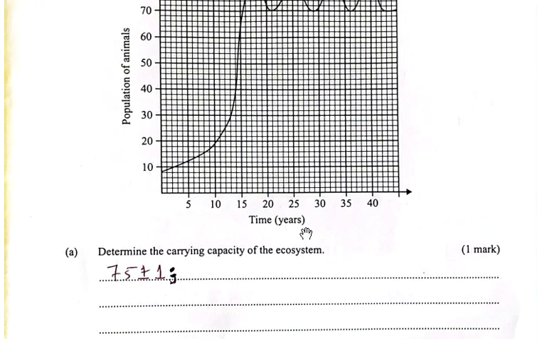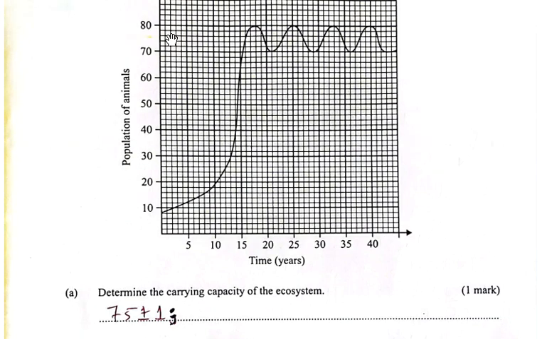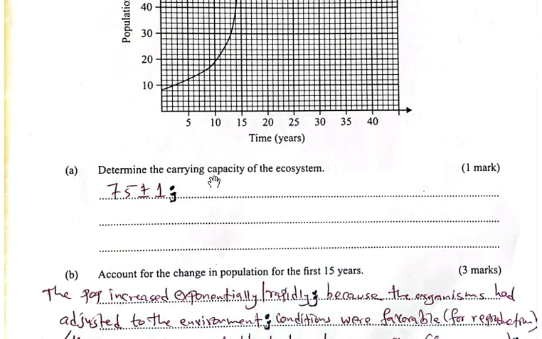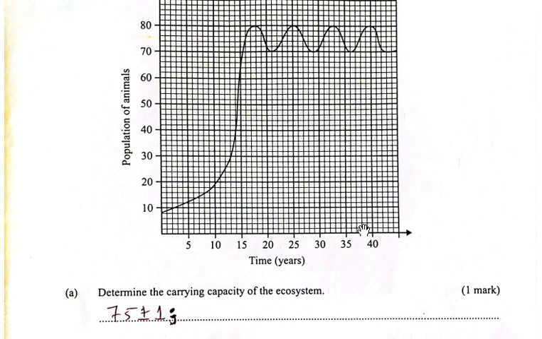Determine the carrying capacity of the ecosystem, that is 75. You can calculate here. You can look at the diagram. The highest is 80, which can accommodate the maximum. Then you can look at this middle part, plus 5, that is 75. And carrying capacity is the maximum number an area can carry without depletion of resources.